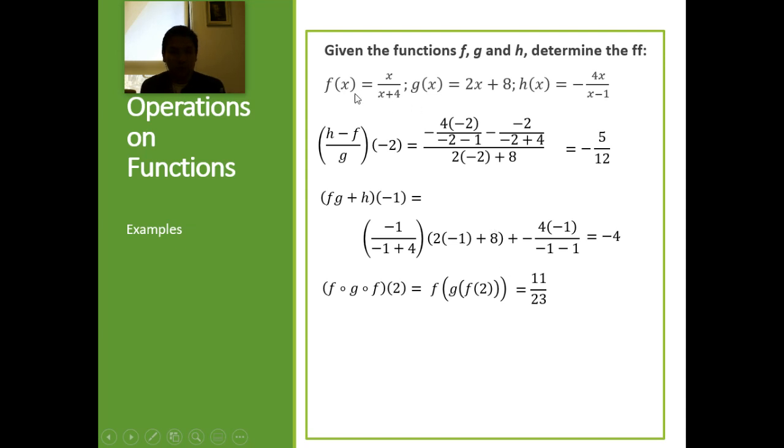So if you run the values again, f of 2 is the start, so 2 over 2 plus 4, that's 2 over 6, which is 1/3. And then we take 1/3 into g, so that's 2 times 1/3 plus 8. We end up with 26 over 3, and then that becomes the input for f again, bringing us 11 over 23.